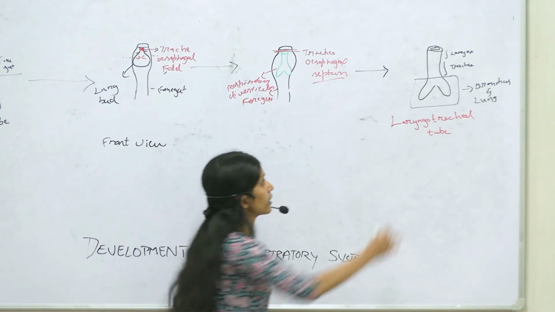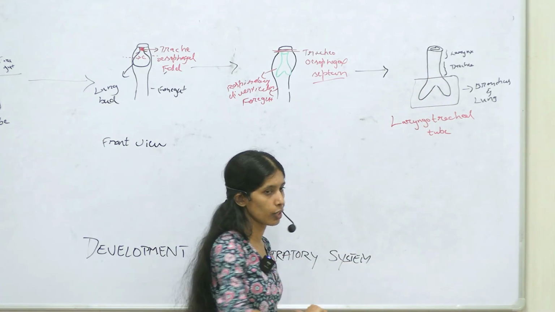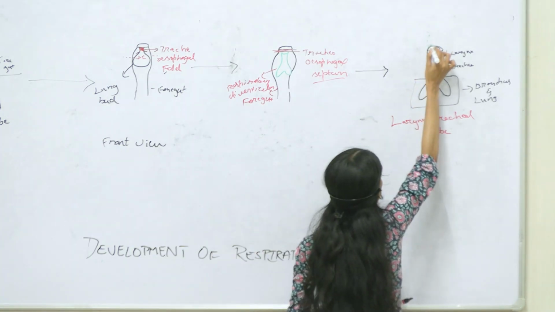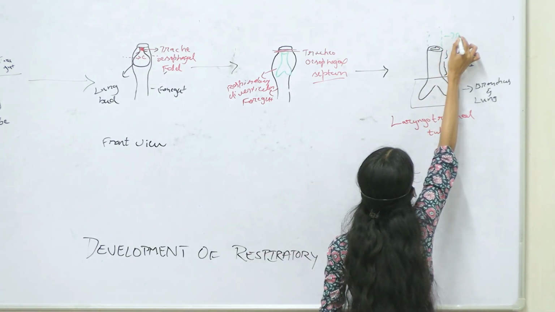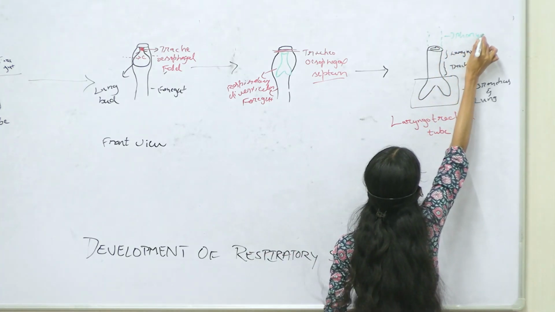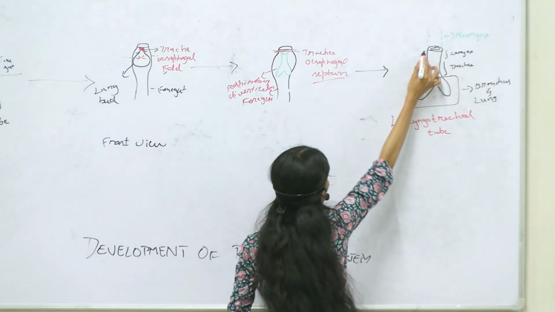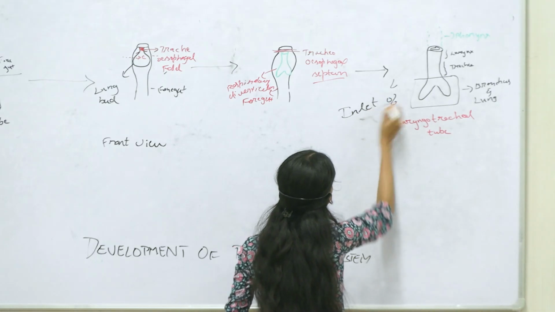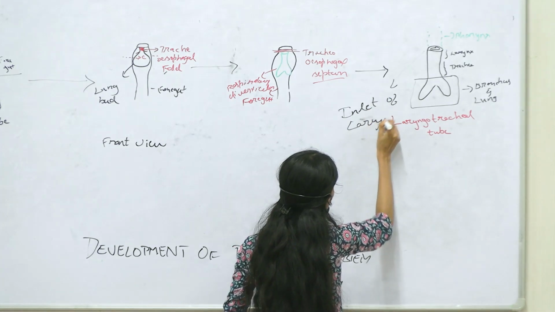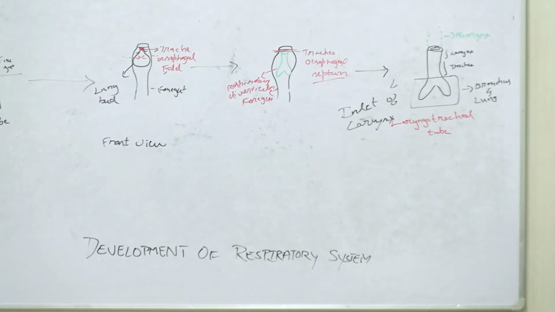Okay, and this area of the larynx, which is forming a connection or communication with your pharynx, is called the inlet of larynx. Inlet of larynx. Is it clear for everyone?